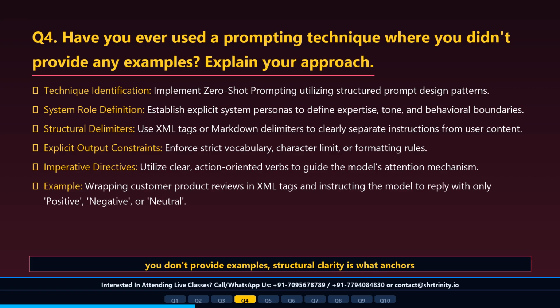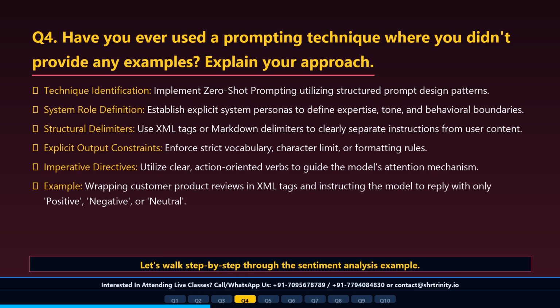When you don't provide examples, structural clarity is what anchors the model's behavior. I design prompts by combining system role definitions, action-oriented instructions, output constraints, and clear structural delimiters. Assigning a system role sets the domain perspective, while explicit constraints prevent conversational fluff. Using structural delimiters like XML tags ensures the model's attention mechanism clearly distinguishes operational directives from input data.